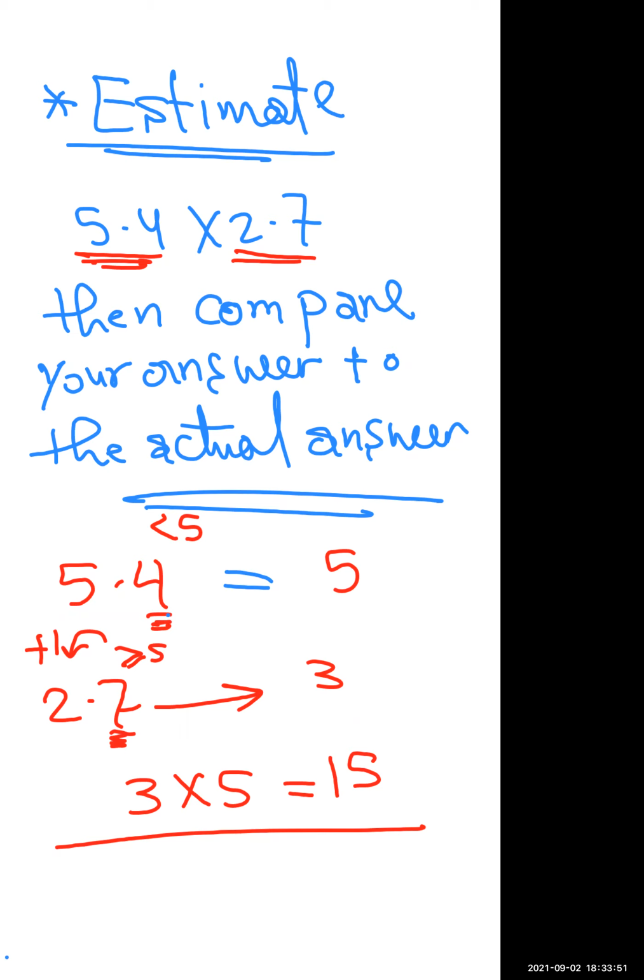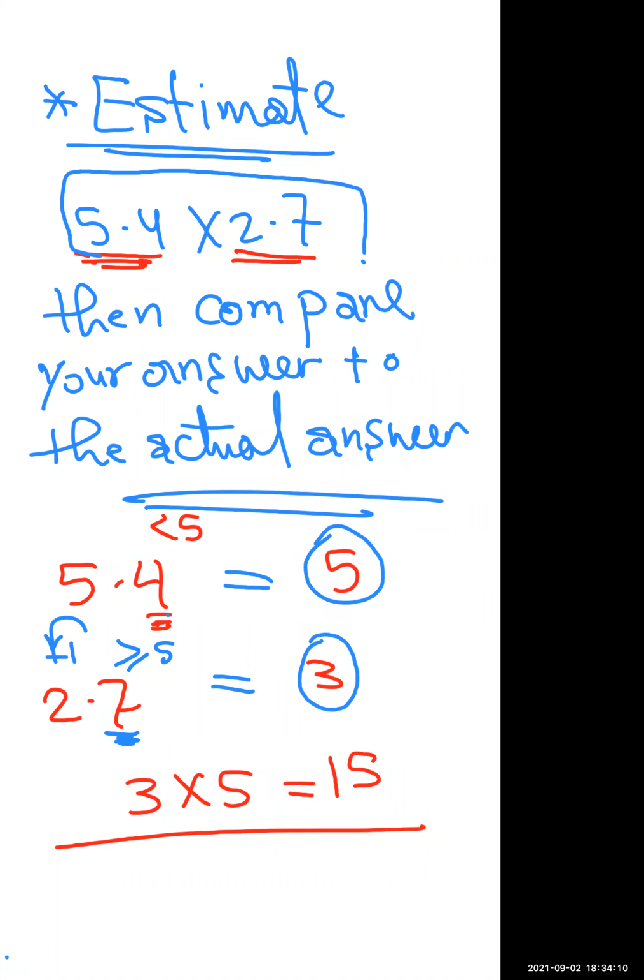Okay, then the next number, 2.7. Now, this number is 7. Is it greater than or equal to 5? Yes. So increase this one by 1. So the estimation will equal 3. So the two numbers become 5 and 3. I want to get the product of these two numbers. So 5 times 3 equals 15. So this is the estimated answer.